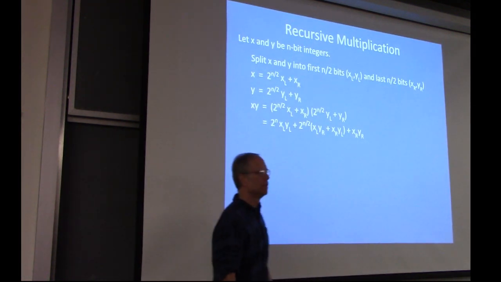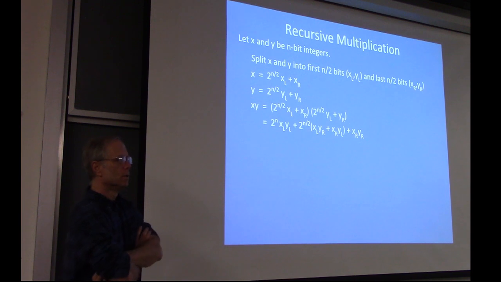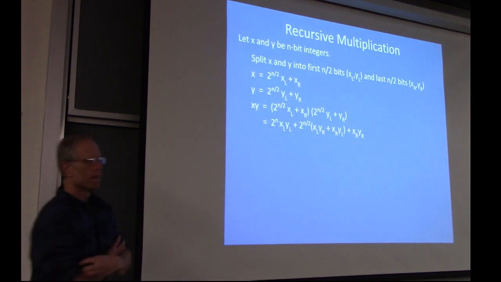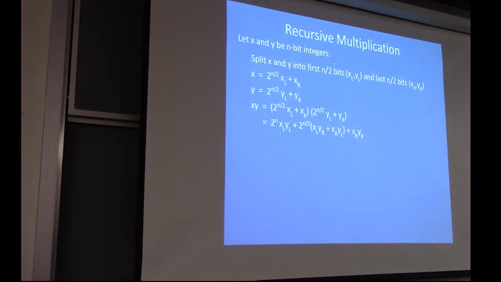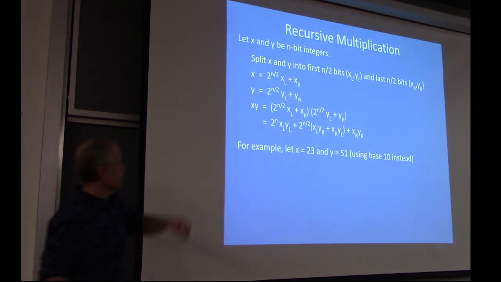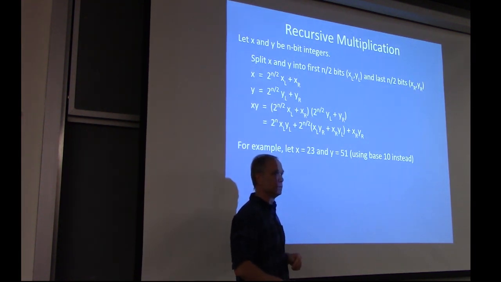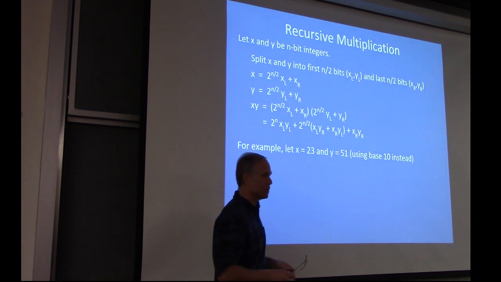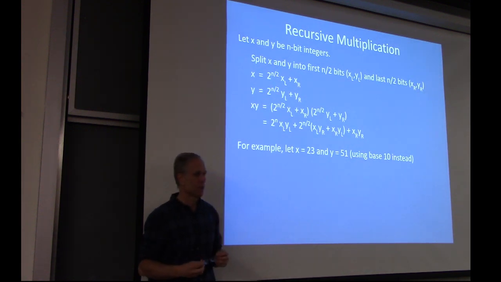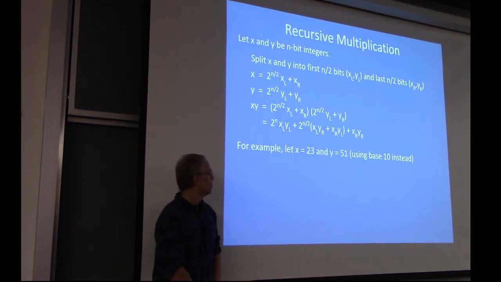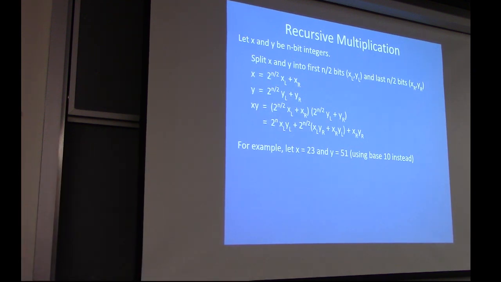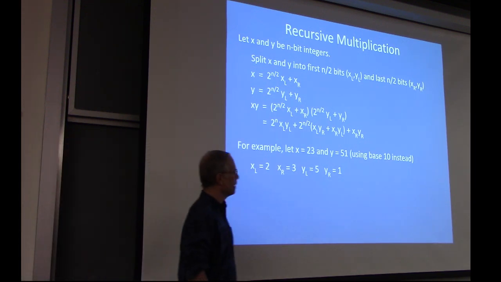Can you just explain the way that you're splitting x and y? All right, let's look at an example here. Let x be 23 and y be 51, but instead of using base 2, I'm going to use base 10. And instead of n being the number of bits, it's going to be the number of digits. So what's n in this case? 2. So I'm going to split 23 into, the left half is 2 and the right half is 3. And for y, the left half is 5, the right half is 1.